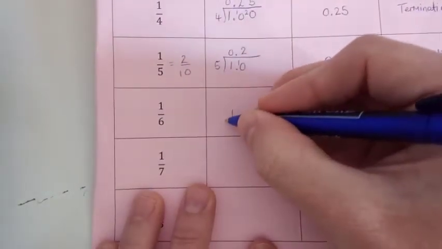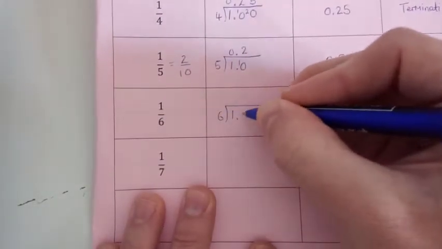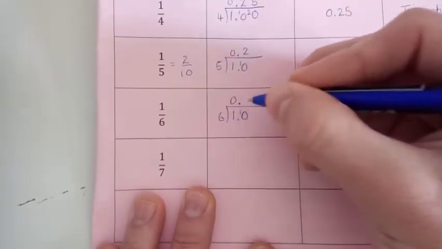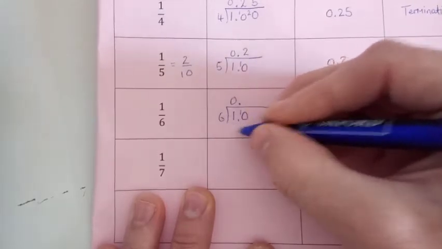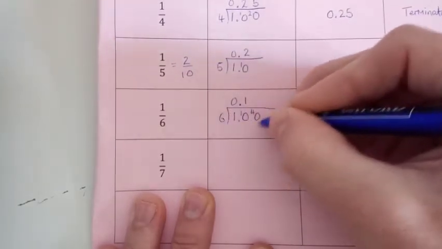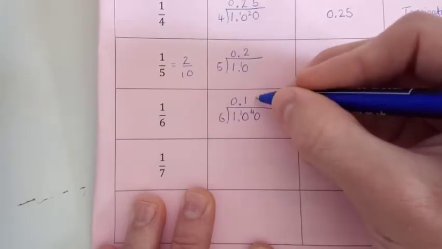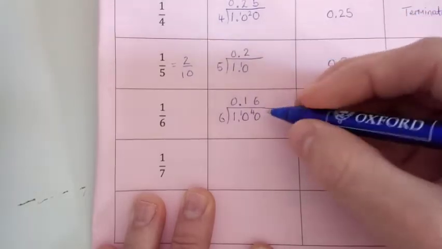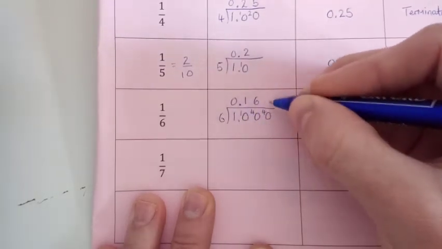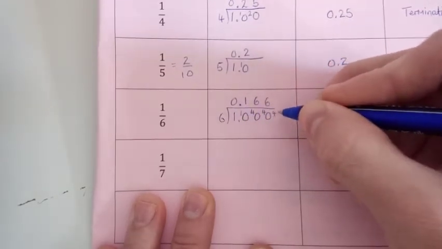1/6. So 1 divided by 6. I'm going to put a 0.0. So there's no 6's going into 1. So we've got 10 now. How many 6's going into 10? 1, with 4 remaining. How many 6's going into 40? 6 6's are 36. So 36 to 40, that leaves 4 remaining. How many 6's going into 40? That's 6, 4 remaining, and so on.